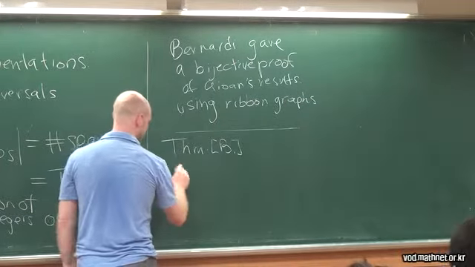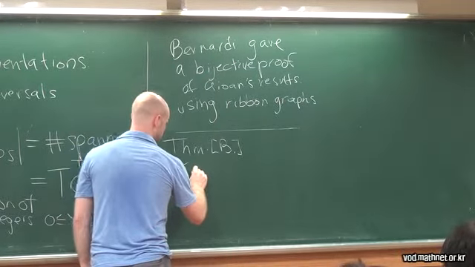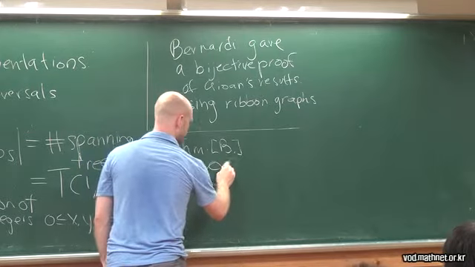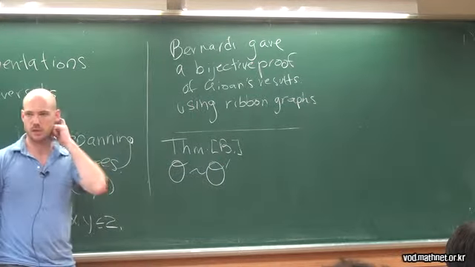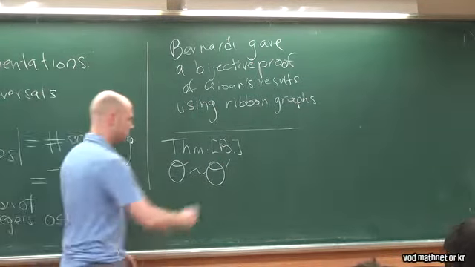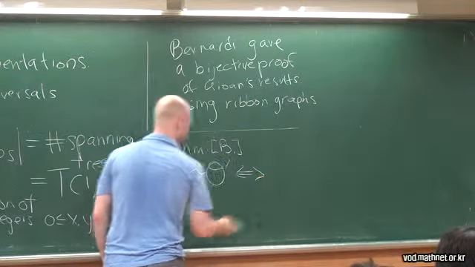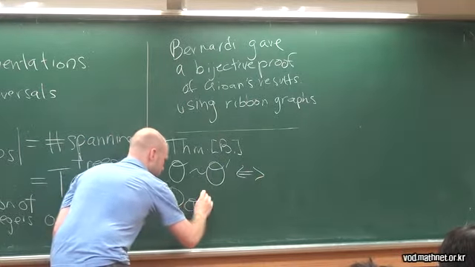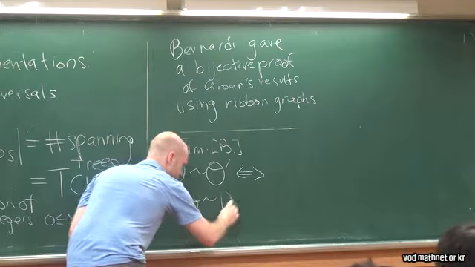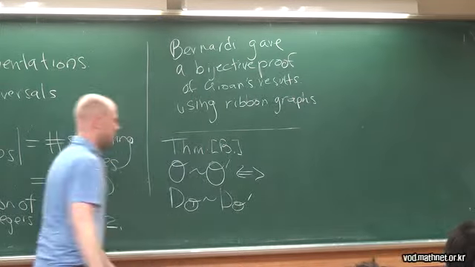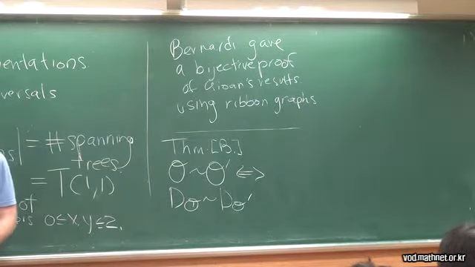Okay. So the theorem is that two partial orientations are equivalent in the generalized cycle-cocycle reversal system if and only if the associated chip configurations are equivalent in the chip firing game.